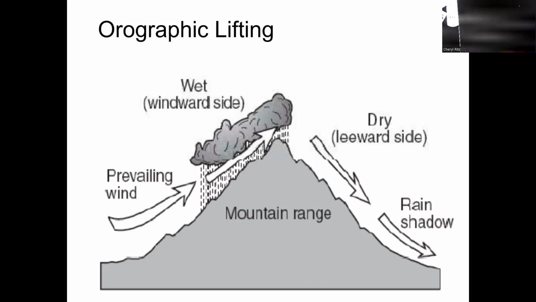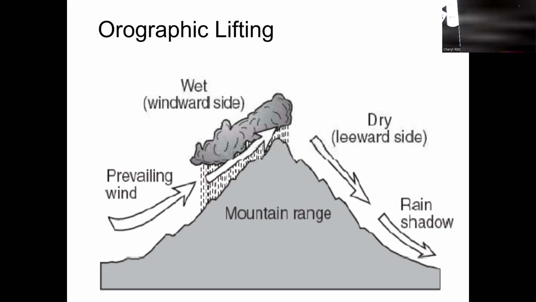The other side of the mountain, the leeward side: once the air gets to the top, what's the air going to do? Go down. And when air sinks, what happens to its temperature? It gets warmer. And warm air, first of all, has already emptied all of its water out. But again, warm air can hold more water. So this side's going to end up being less humid or very dry. And this process is called orographic lifting.